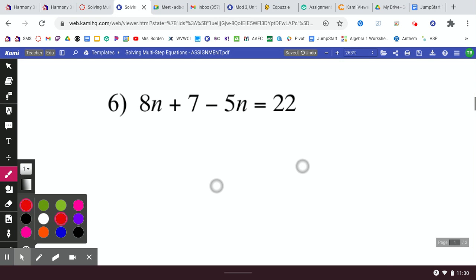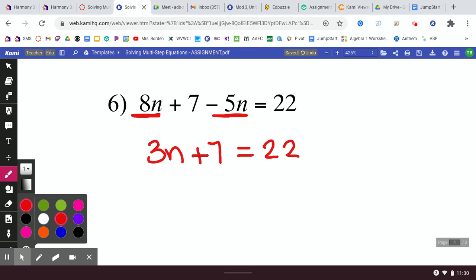Gabby, coming to you. Nothing to distribute. Is there anything to combine? Yeah, so we have 8n and negative 5n, which gives us what? 3n. And then I haven't done anything with that plus 7 yet, and I'm going to keep the 22. Now, I didn't change anything, right? I didn't change the balance of my scale. I just mushed 2 things together that were already over there, so there was no need to do anything to the other side of the equation. Now what?